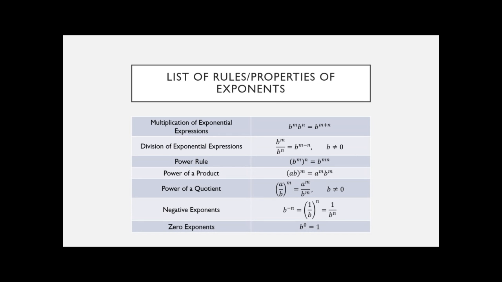Then there's also rules for negative exponents, where you take the reciprocal to make the exponent positive, and the zero exponent, where anything to a zero exponent is 1. So I'm focusing on power of a quotient, where we have fractions with exponents.